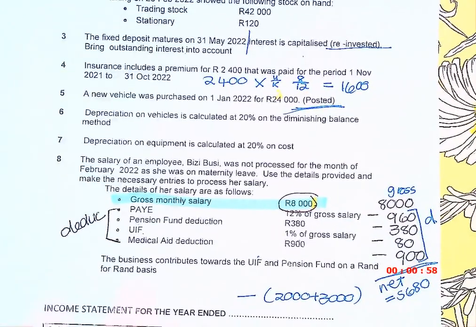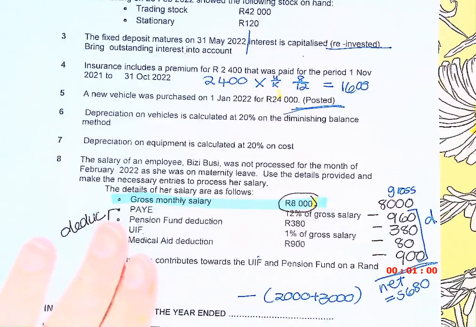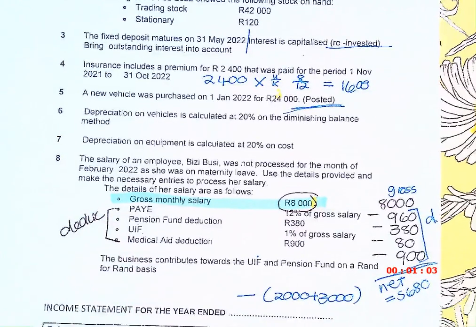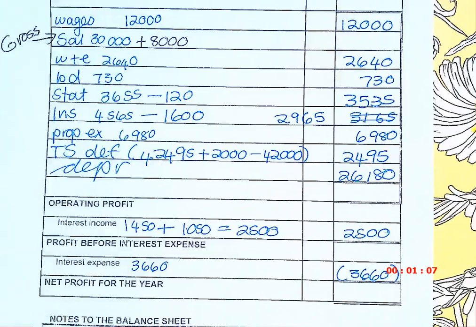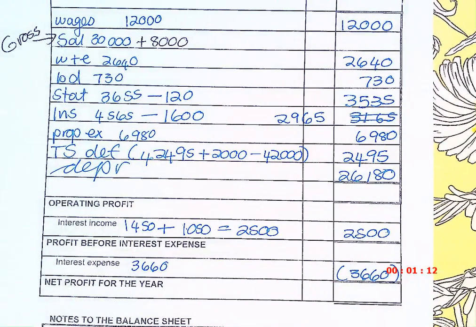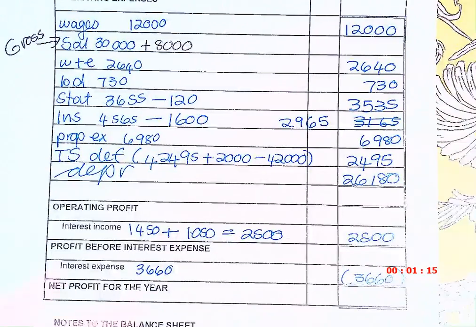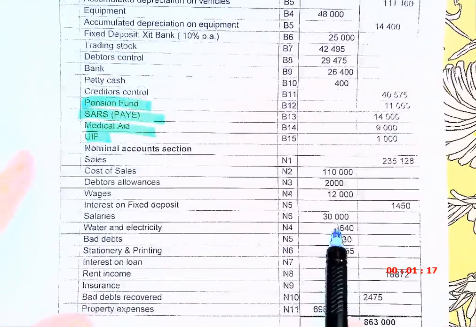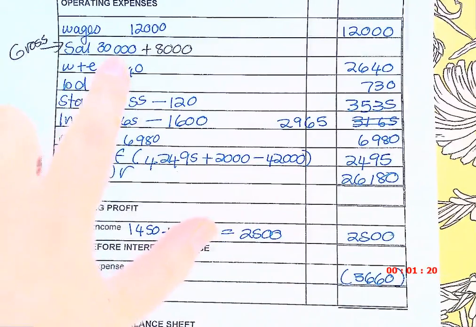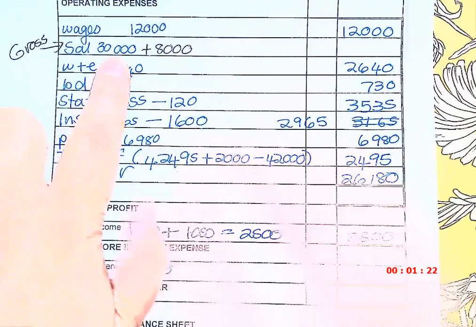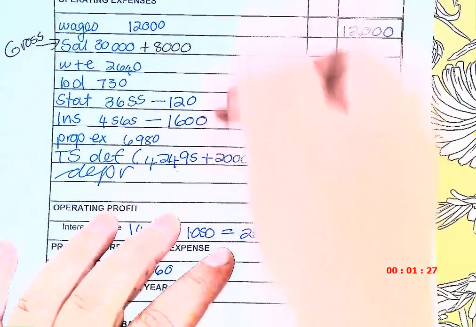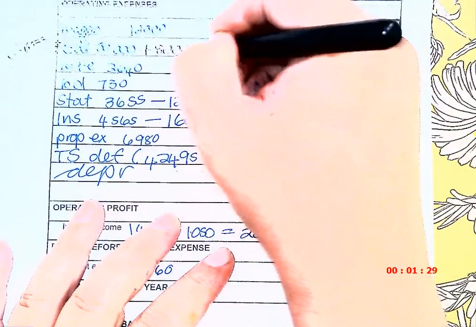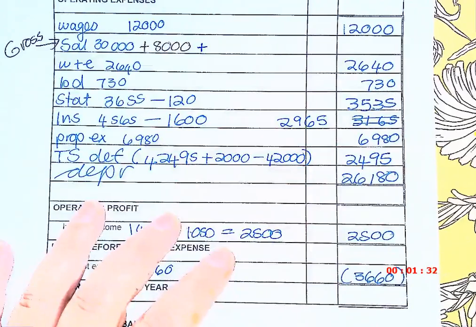So now, step 1. I go to my income statement. In the income statement, I show the gross. So far, I have salaries of 30,000. I add the gross of 8,000. They didn't give me separate contributions. I'm just going to add it to the salary.